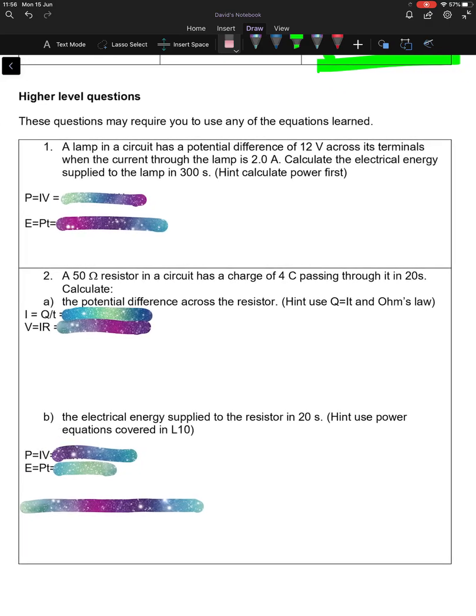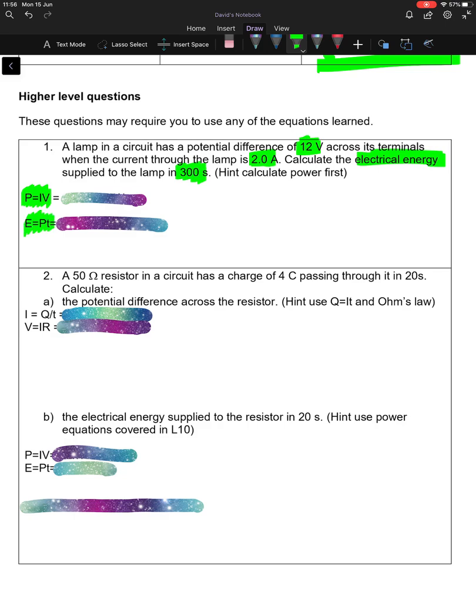Right, let's have a look at some examples of some higher level questions. So, have a look at these two questions for me now. And because these might be a little bit more challenging, I've given you some clues. So a lamp in a circuit has a potential difference of 12 volts across its terminals when the current through the lamp is 2 amps. Calculate the electrical energy supplied to the lamp in 300 seconds.